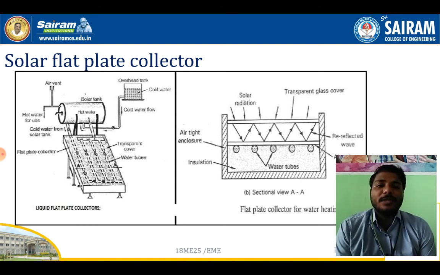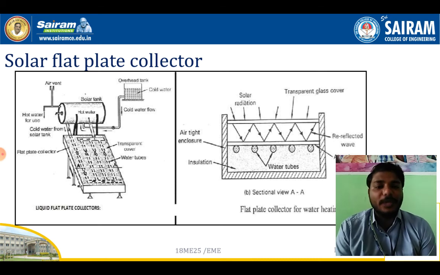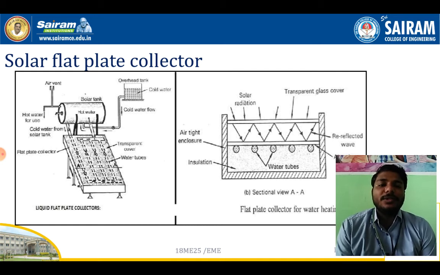The water tubes are connected above the transparent glass, so whenever solar radiation or solar waves fall on the transparent glass, the waves will be reflected onto the enclosure, that is, onto the flat plate collector, where the water tubes have been attached. Once those waves enter through the water tubes, what happens? The water is flowing inside the water tubes.